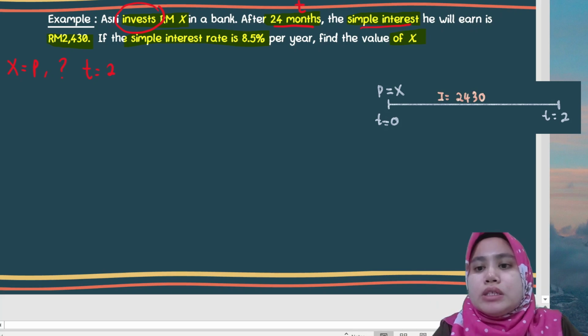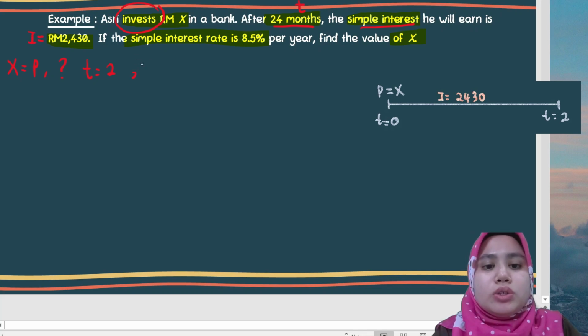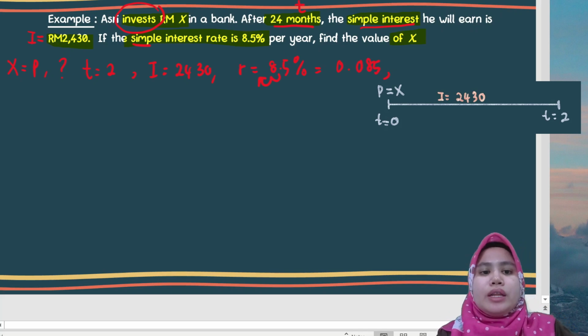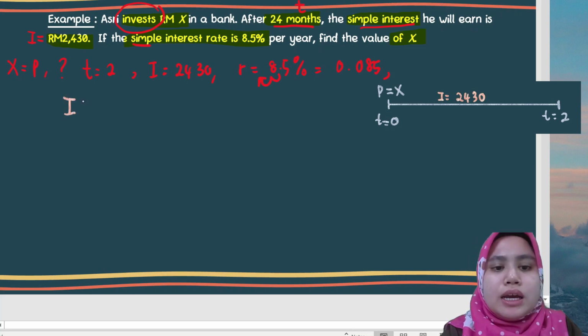The simple interest he will earn is your interest gain, so here is your I, 2430. Next is your interest rate. Simple interest rate is R, 8.5%. In calculation we will divide by 100, so it will be 0.085. Here we want to find X, so we still use the same formula, which is I equals PRT.